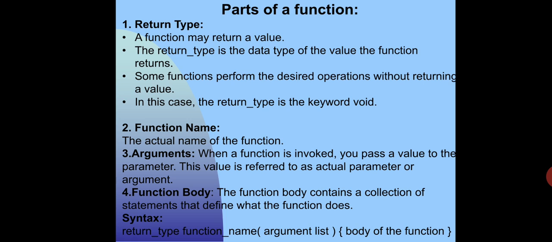Then, the syntax of the function will be: first it contains the return type, then the function name, then inside the parentheses it will contain the argument list, or it can be said the parameters. Then it will contain the body of the function. These are the parts of the function.